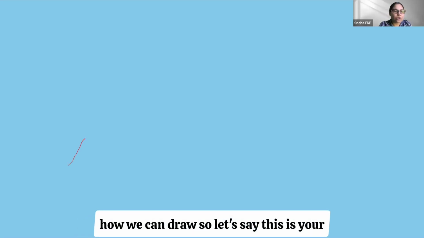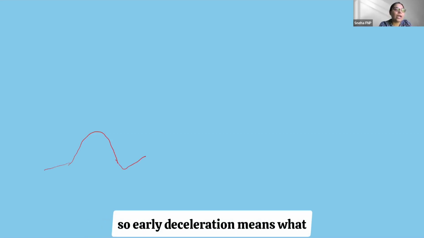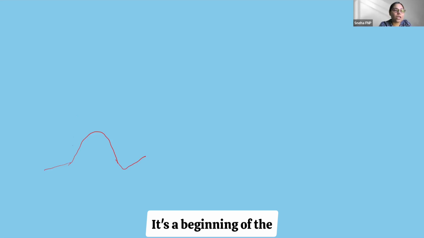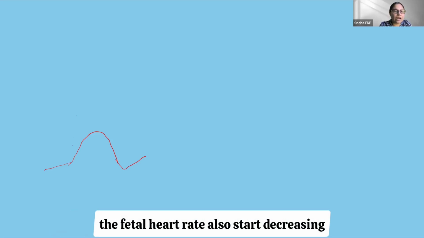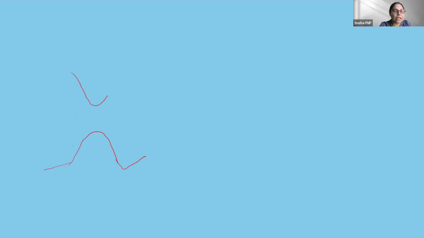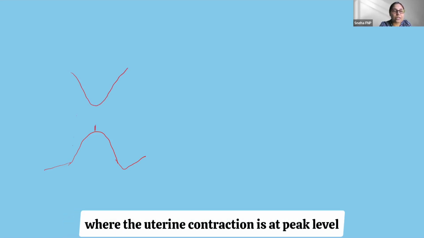In general, if I have to talk about early deceleration, late deceleration, and variable deceleration, this is how we can draw. Let's say this is the uterine contraction. Early deceleration means at the beginning of the uterine contraction, the fetal heart rate also starts decreasing and is at peak nadir where the uterine contraction is at peak level.